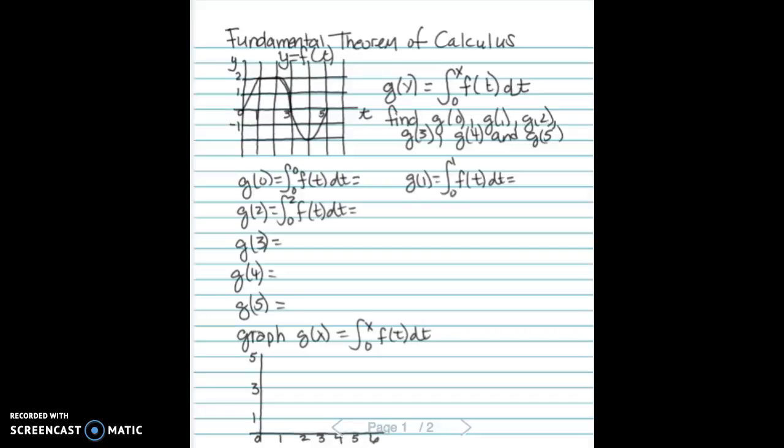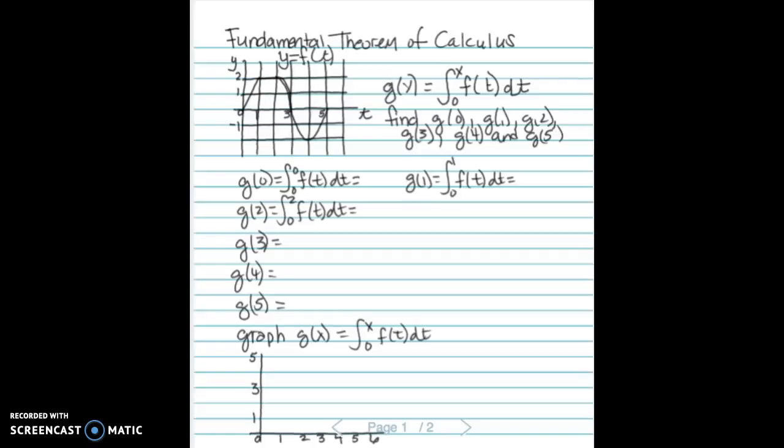And here we go, the fundamental theorem of calculus. We're going to start looking at a graph. The graph is shown, and it is y equals f of t. We're given the equation that g of x is equal to the integral from 0 to x of f of t dt. We need to find g of 0, g of 1, g of 2, g of 3, g of 4, and g of 5.